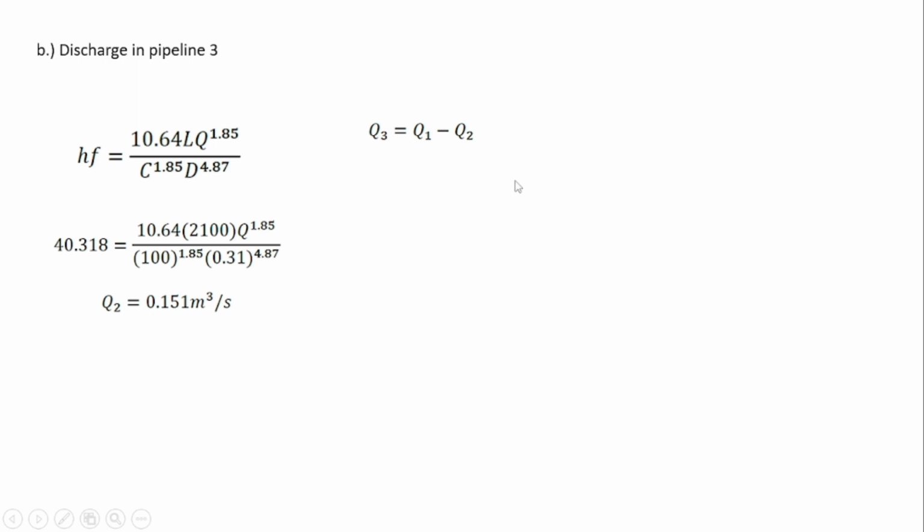Therefore, we have this equation Q3 is equal to Q1 minus Q2. Since we now have the value of Q1, which is given, and the value of Q2, which is equal to 0.151, we can now solve for the value of Q3. So Q3 is equal to 0.2 minus 0.151, which is equal to 0.049 cubic meter per second. But we are asked for the value of Q3 in cubic feet per second. Oh, liters per second. So Q3 is equal to 49 liters per second.